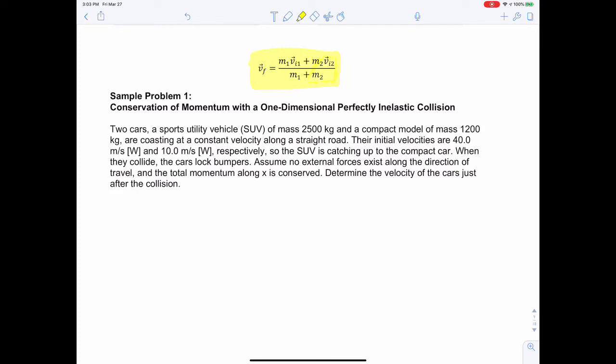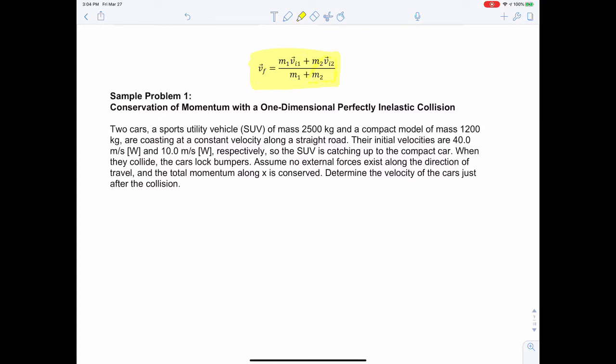In sample problem number 1, two cars, a sport utility vehicle with a mass of 2,500 kilograms, and a compact model with a mass of 1,200 kilograms, are coasting at a constant velocity along a straight road. Their initial velocities are 40 meters per second west and 10 meters per second west, respectively. So the SUV is catching up to the compact car. When they collide, the cars lock bumpers. Let's assume no external forces exist along the direction of travel, and total momentum along X is conserved. Let's determine the final velocities of the cars just after the collision.